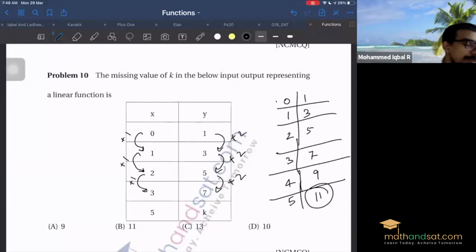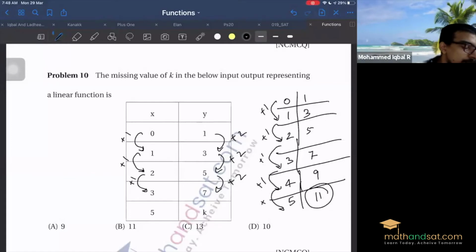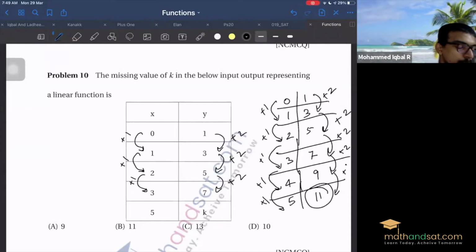Of course, there is a pattern. If you keep increasing these values by 1 unit, the y values keep increasing, changing by 2 units: plus 2, plus 2, and plus 2. So there is a pattern, right? Yes or no? Yes.